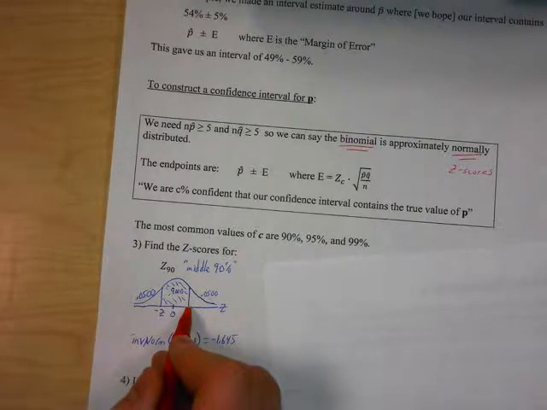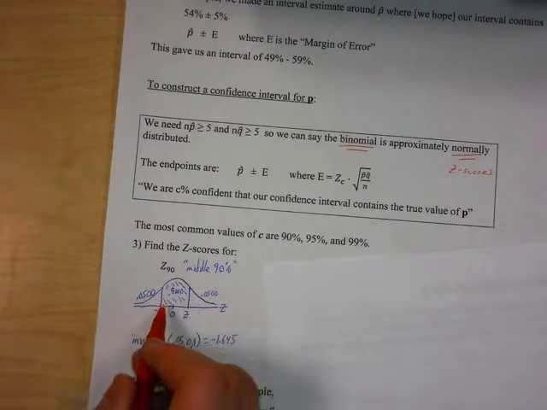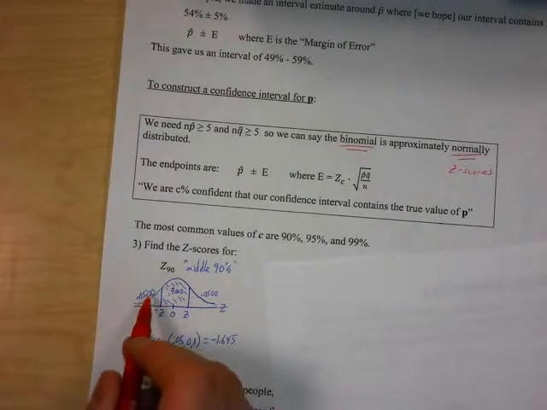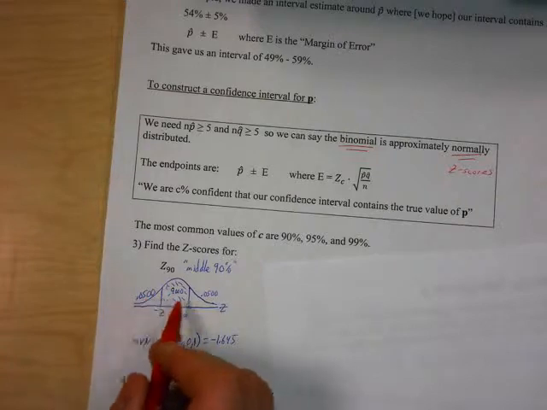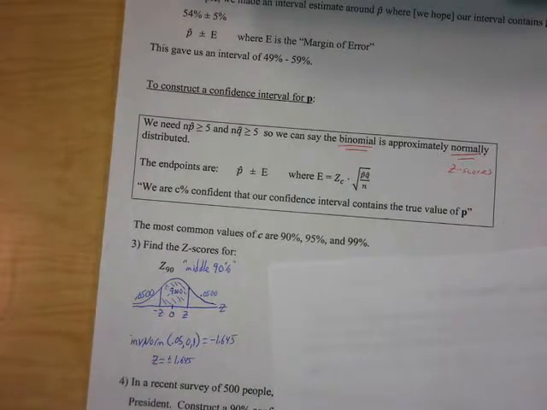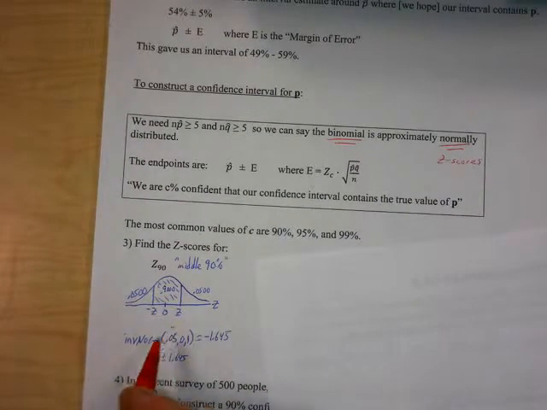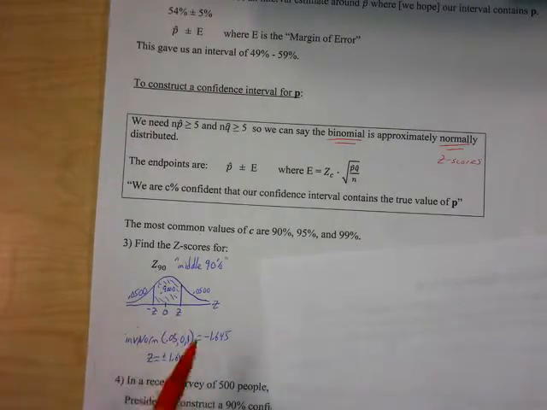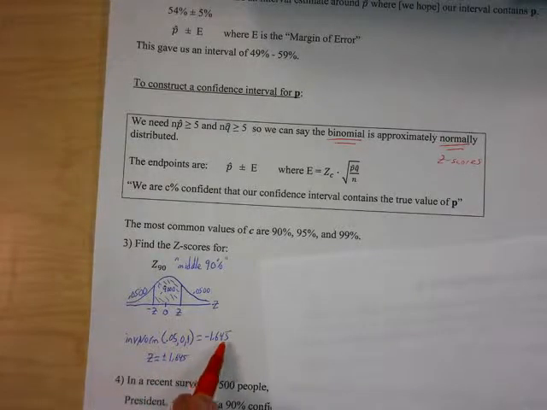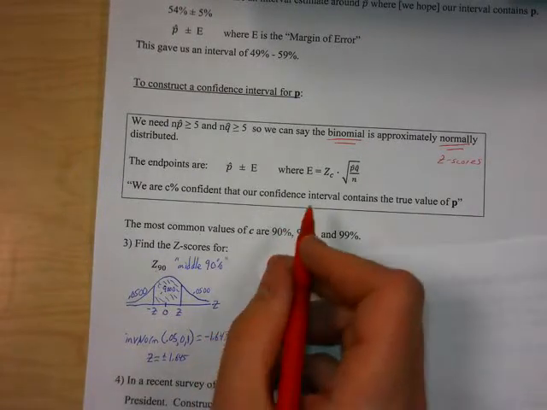And the way you find that, this goes back to previous chapters, if you have 90% in the middle, that means there's 10% to split between the two tails, which is 0.05. So if you do the inverse norm of 0.05, with the mean 0 and standard deviation 1, that tells us we're looking at the standard normal distribution, you get negative 1.645.